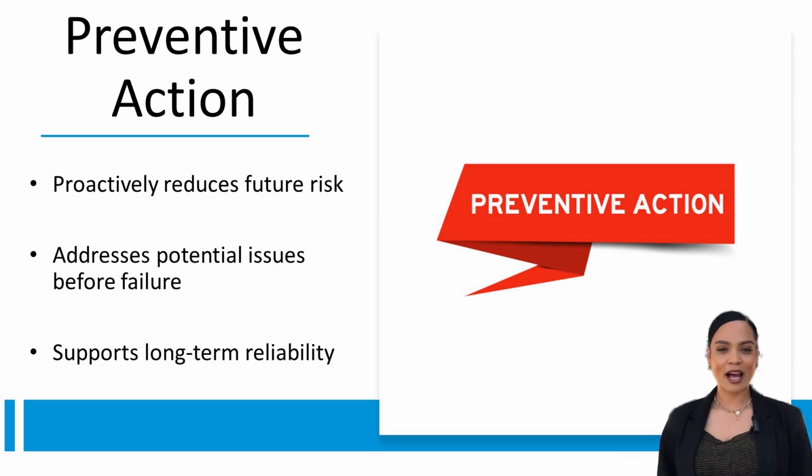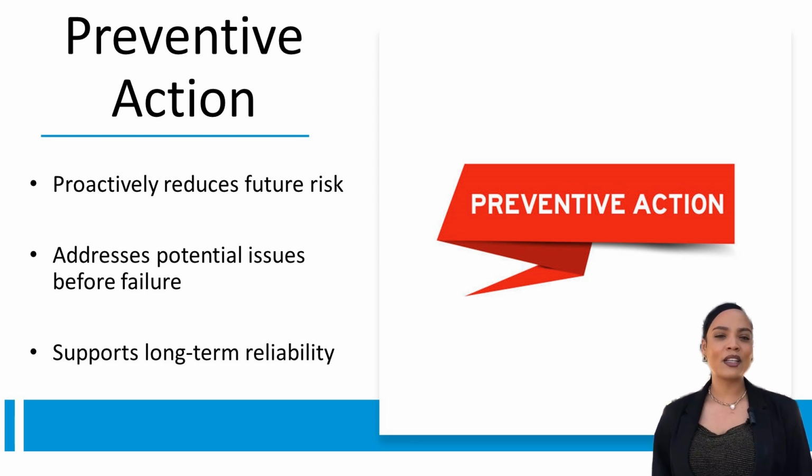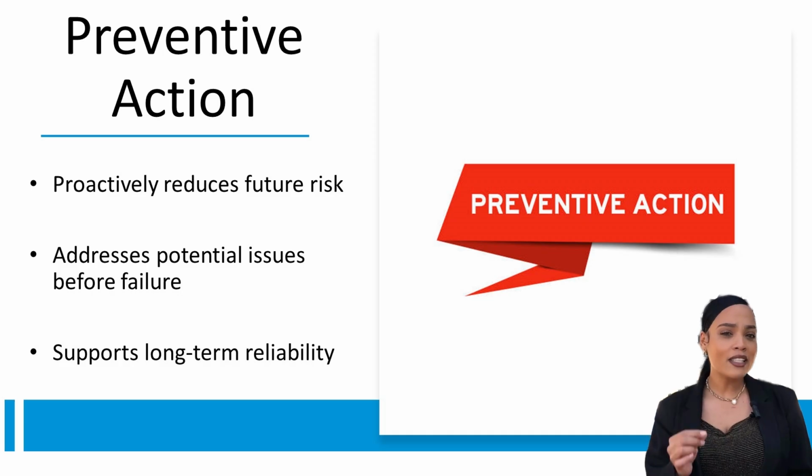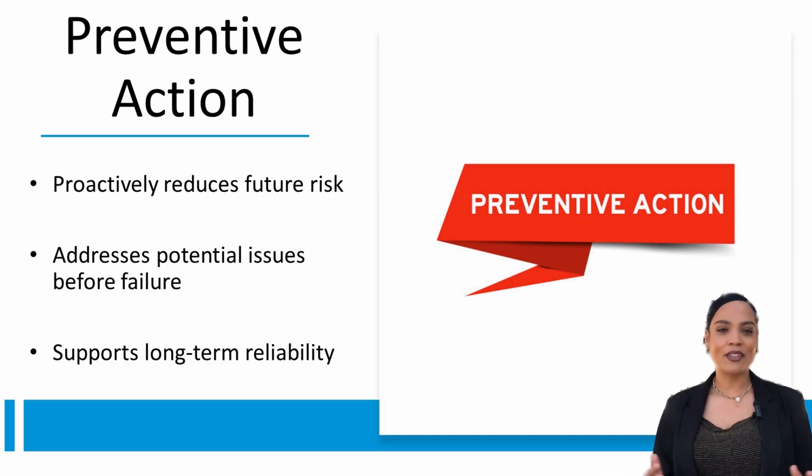Preventive action is proactive. Instead of waiting for problems to occur, we identify risks and implement measures that stop issues before they arise. 1. Purpose of preventive action. The goal of preventive action is to reduce risk before failure occurs, strengthen systems and processes, protect customers, equipment and staff, support continuous improvement and long-term reliability.